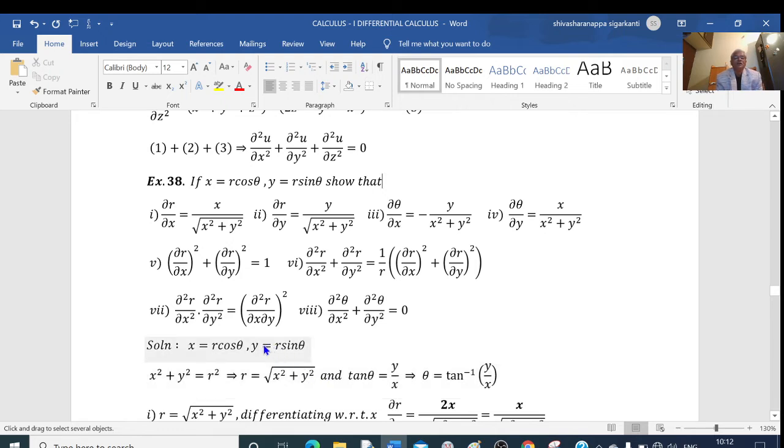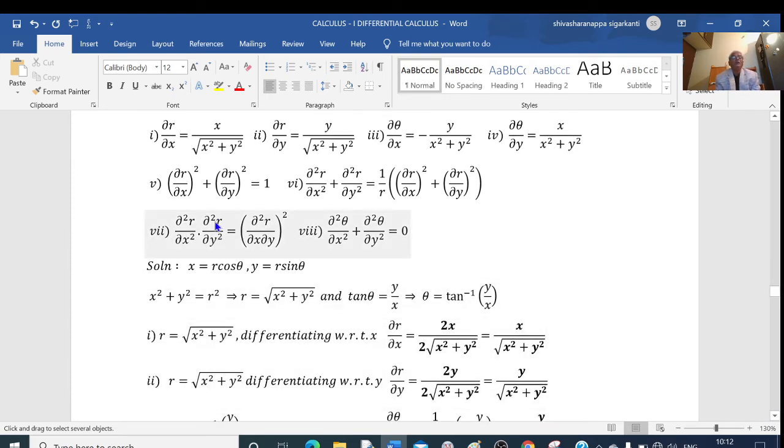And consider y by x, that is r sin θ by r cos θ. r gets cancelled, sin θ by cos θ is equal to tan θ is equal to y by x. So, tan θ equal to y by x. Therefore, θ is equal to tan inverse of y by x. So, we have x equal to r cos θ, y equal to r sin θ. This implies r can be written as root of x² plus y² and θ can be written as tan inverse of y by x. Now we find out one by one. ∂r/∂x. Okay, ∂r/∂x. We have r is equal to root of x² plus y².